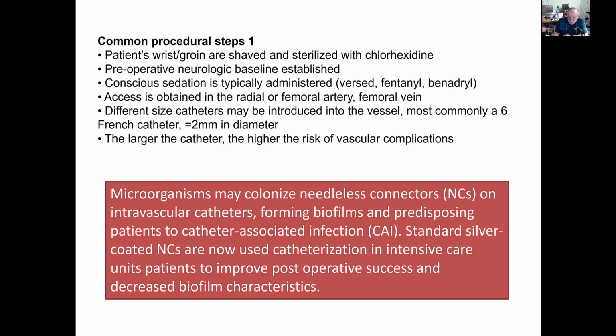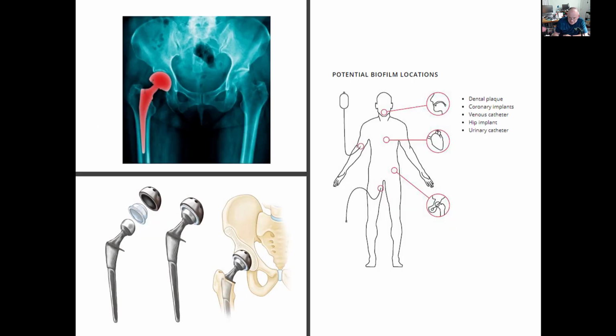Access is obtained in the radial or femoral artery. Different sized catheters are introduced into the vessel. They have all these different sizes and targets and various things like that. But the problem is, a lot of these microorganisms can colonize needleless connectors, and some of the things that we make easy to facilitate turn out to be our enemy because of these biofilms. And so a lot of the connectors and various outside devices will be silver or other types of surfaces that are treated specially to have antimicrobial activity.